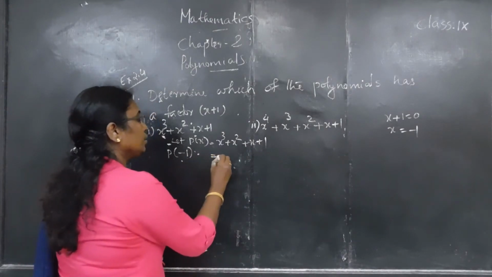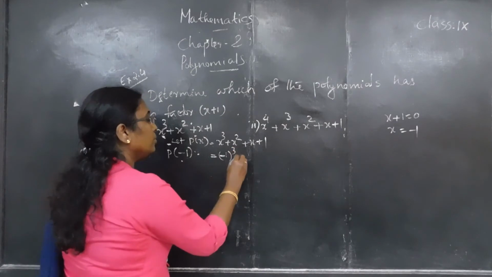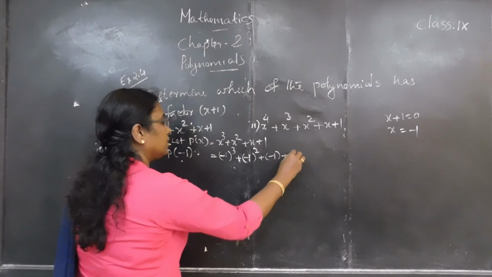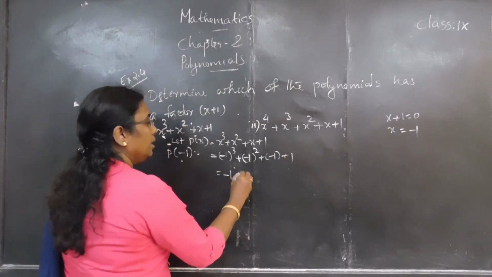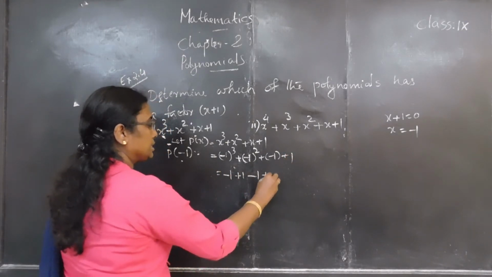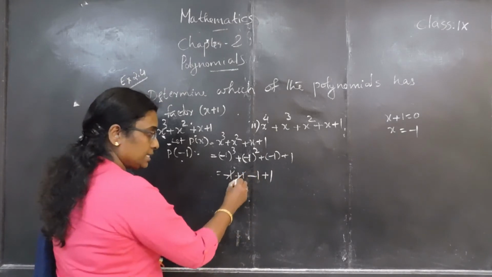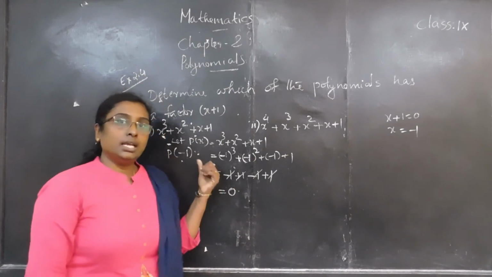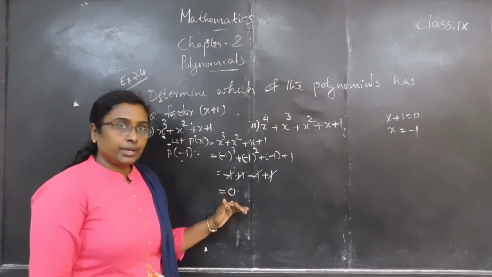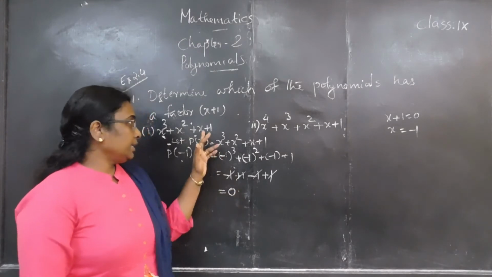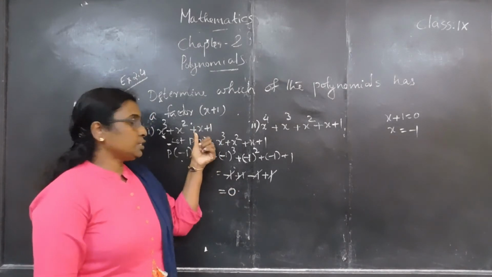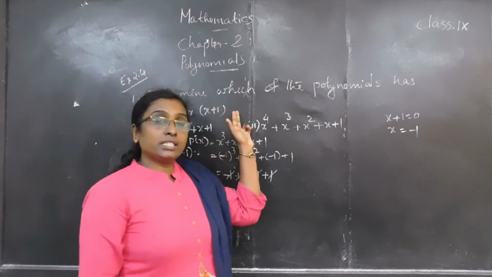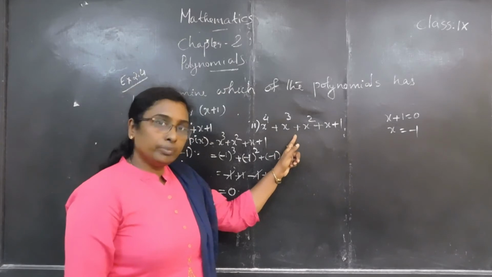P(minus 1) equals (minus 1) cubed plus (minus 1) squared plus (minus 1) plus 1, which equals minus 1 plus 1 minus 1 plus 1. Minus 1 plus 1 gets cancelled, minus 1 plus 1 gets cancelled, and the answer is 0. That is, the remainder is 0. Since the remainder is 0, we can say that x plus 1 is a factor of this polynomial. Okay.